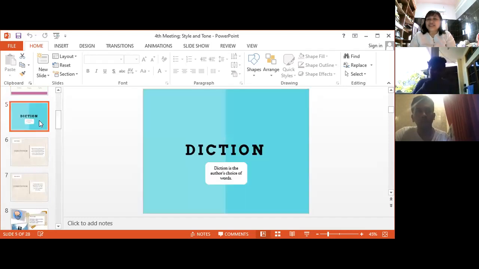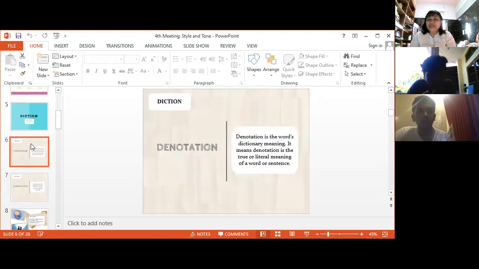Diction. Diction is the author's choice of words. In Indonesia, we call diction pilihan kata. In diction, we can divide it into denotations and connotations. Denotation is the word's dictionary meaning. It means denotation is the true or literal meaning of a word or sentence. In Indonesia, we call that denotation makna yang sesungguhnya, makna yang sebenarnya, makna yang ada di dalam kamus.